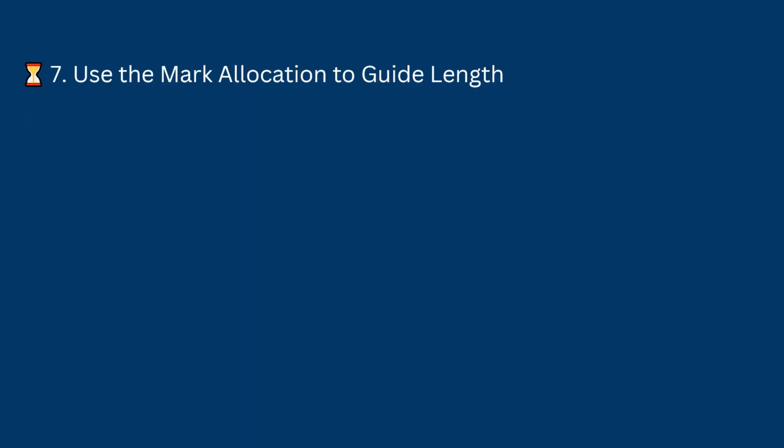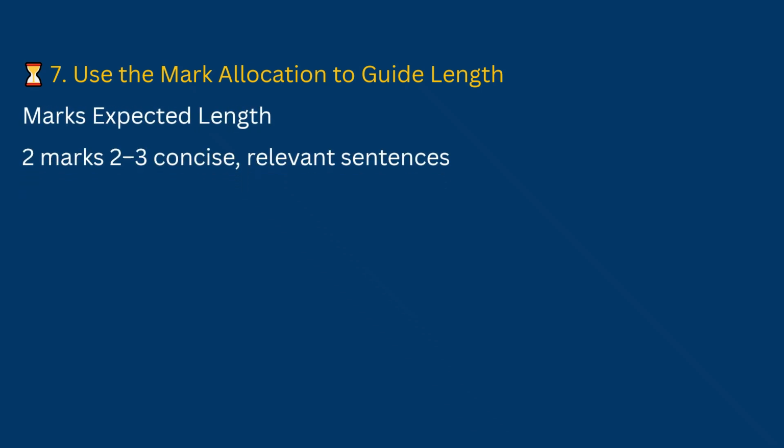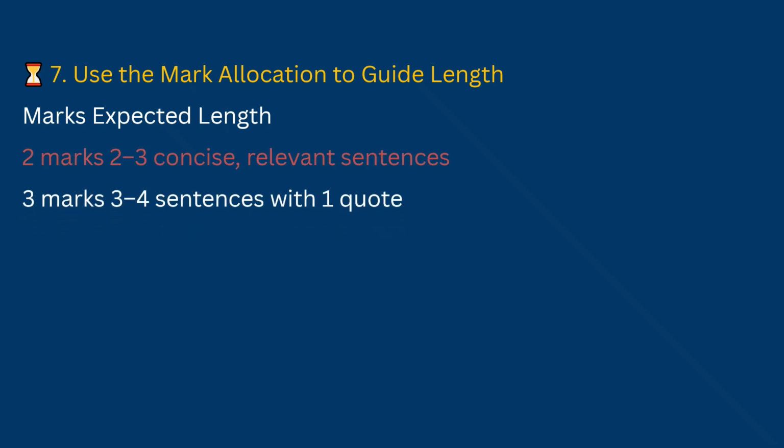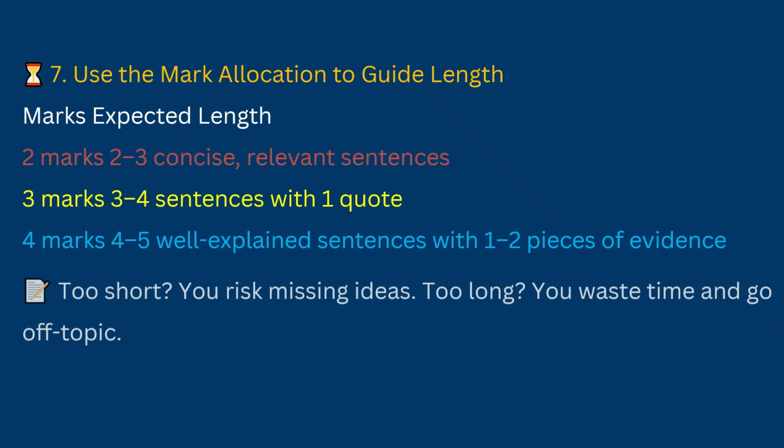7. Use the mark allocation to guide the length of your answer. So the marks should give you an indication of the expected length. For those 2-mark questions, 2 to 3 concise, relevant sentences are all you require. For those 3-mark questions, 3 to 4 sentences with a quote would be sufficient. And for those 4-mark questions, 4 to 5 well-explained sentences with 1 to 2 pieces of evidence would be sufficient.